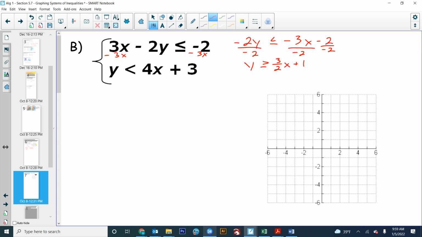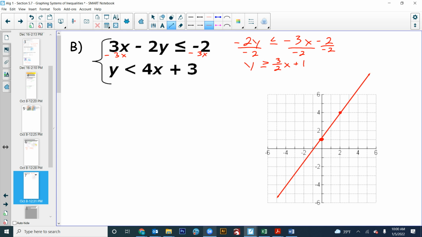That one's ready to go, and the bottom one's ready to go. I'm going to graph the red one in red. It has a y-intercept of 1, (0, 1). And the slope is rise 3, run 2. I get the point (2, 4). Solid or dashed? Solid. So we're going to graph that line.